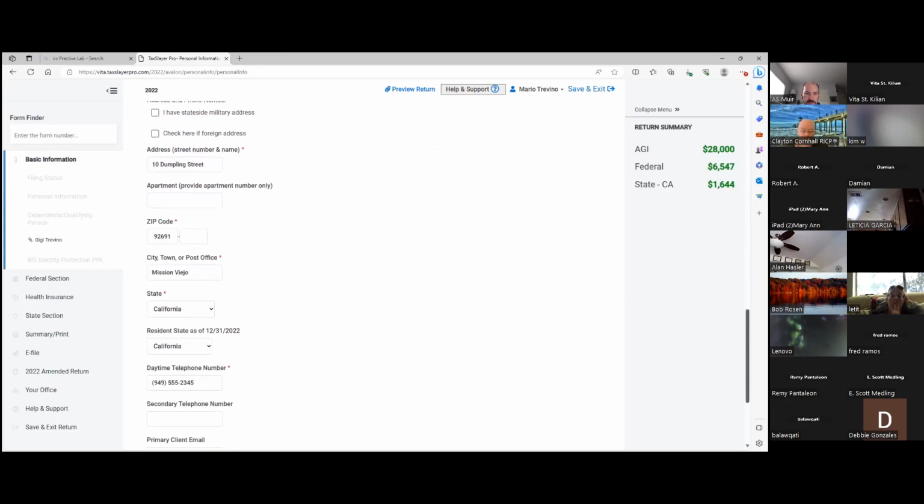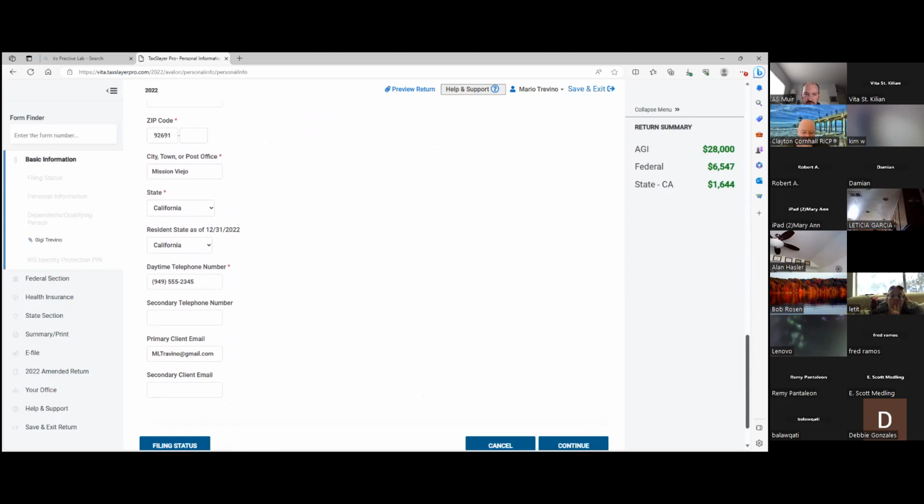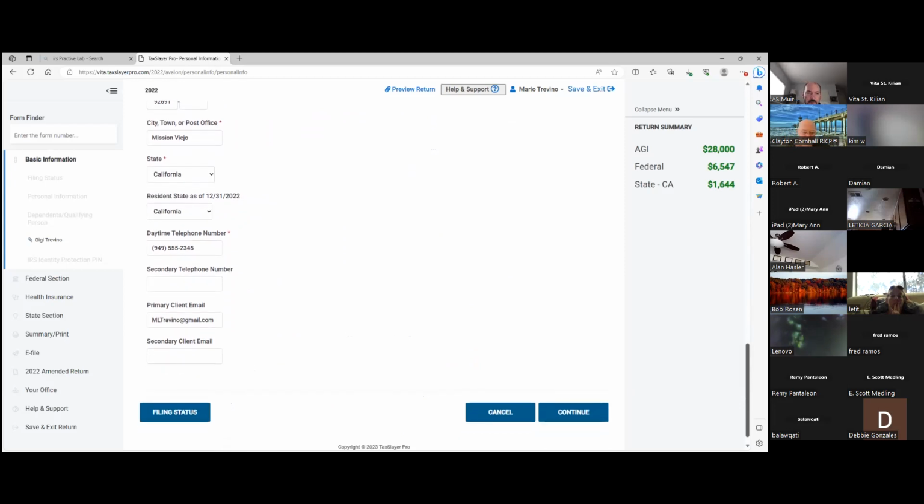And then the address. And then again, you want to capture some type of contact information. That way, if we need to perfect the return, we can do so. And what I try to do for a married filing joint, I try to get both numbers, because sometimes you can't get a hold of one of the spouses. So you call the second number.